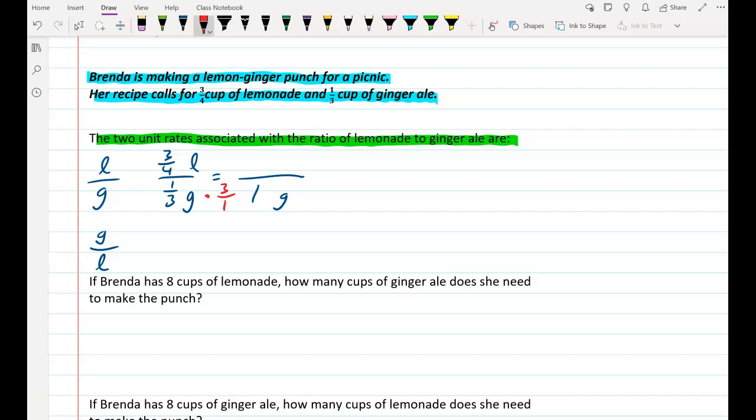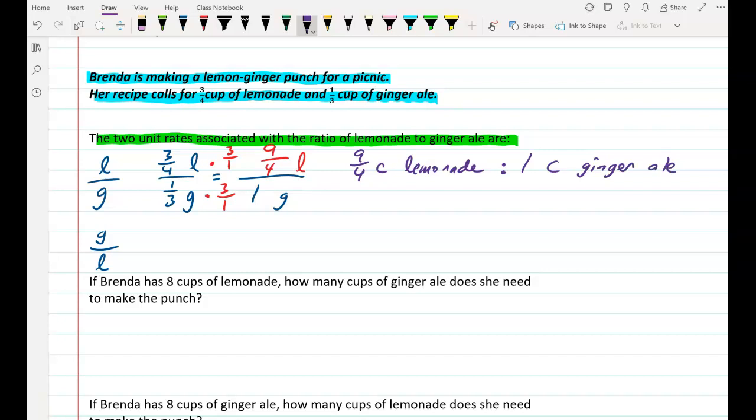1 times 3 is 3. 3 times 1 is 3. 3/3 would be 1. Now, if I do that down there, I also have to do the same thing in the numerator. And now I multiply straight across. 3 times 3 is 9. 4 times 1 is 4. So I use 9/4 of lemonade. So that's our unit rate. Let me rewrite this. 9/4 cups of lemonade to 1 cup of ginger ale.